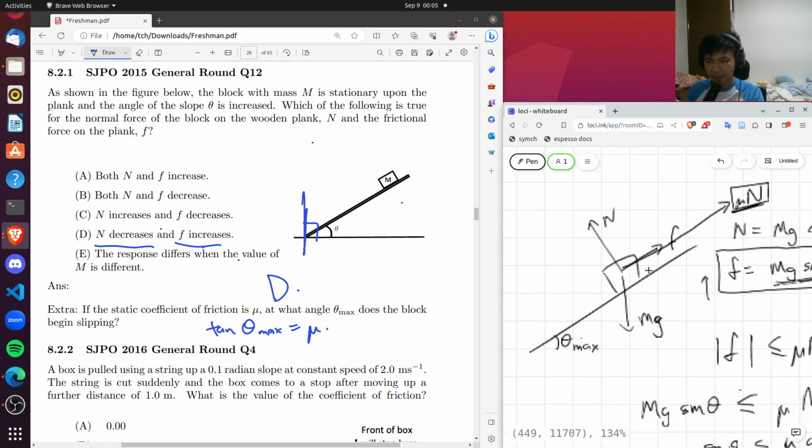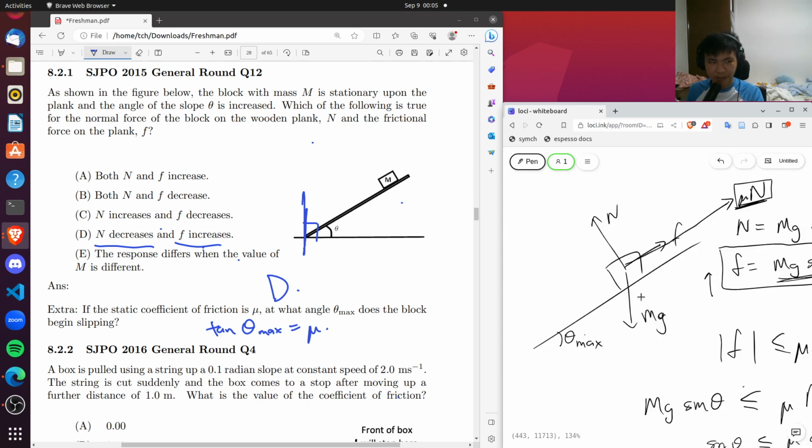Something notable is that the angle at which it starts slipping is only a function of the coefficient of friction. The angle at which it starts slipping is independent of mass. Whether it's a 100 kg object or a 1 kg object, the angle at which it starts slipping is always theta max, such that tangent theta max is equal to mu. There's no mention of mass in this formula. And that is slightly unintuitive, in my opinion. But that's what the math says, and so we have to build our intuition around the math. Alright, so that's for the extra component of this question. Let's move on to the next question.